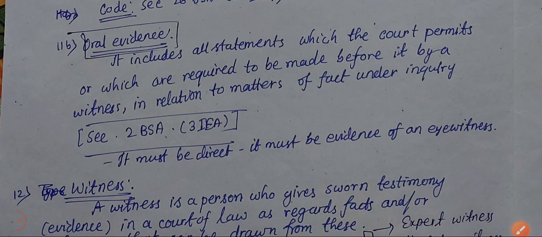It must be direct and it must be the evidence of an eyewitness. Oral evidence is more important than documentary evidence as it permits cross-examination. Documentary evidence is accepted by the court only after the oral testimony by the person concerned, and video conferencing, which has been allowed by the court, is oral evidence in electronic form.